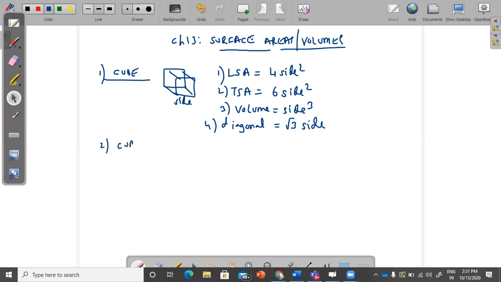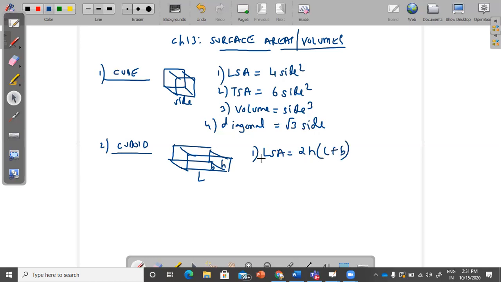Next, we come to cuboids. And in cuboids, we have 3 dimensions, the length, breadth, and height, okay, represented by L, B, and H. If I want to find the lateral surface area, that is the area of the four walls, I will use the formula 2H bracket L plus B. Okay, that's lateral surface area. Total surface area will be twice of LB plus BH plus HL. And the volume is going to be LBH. Okay, so LBH is the volume.